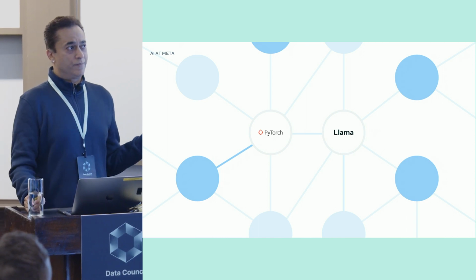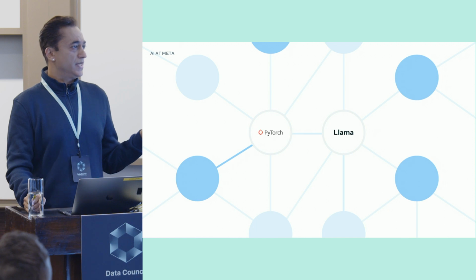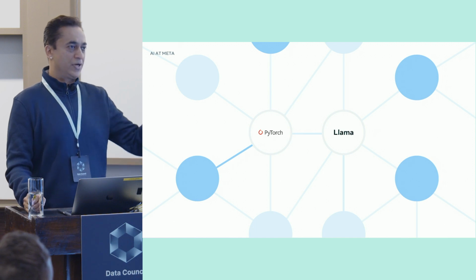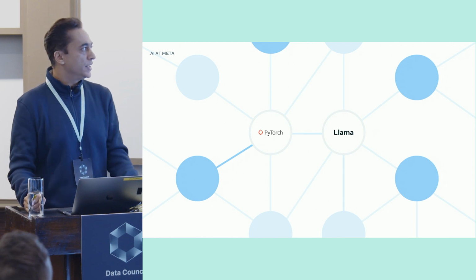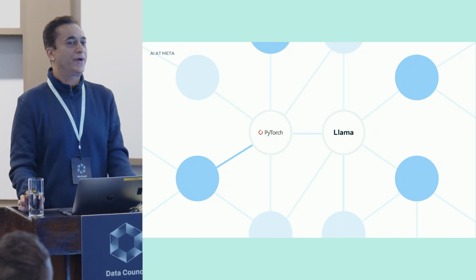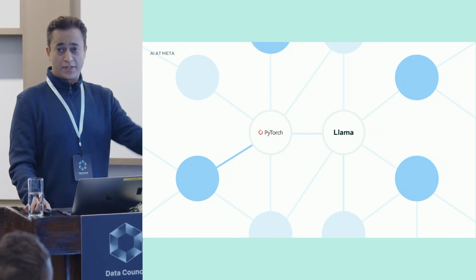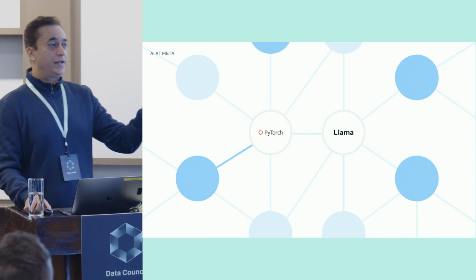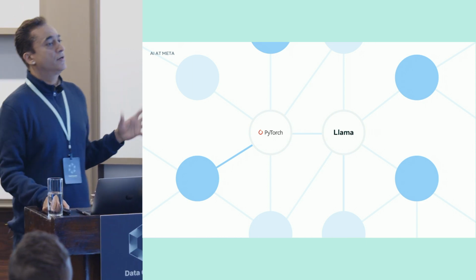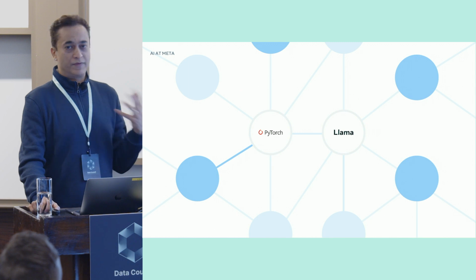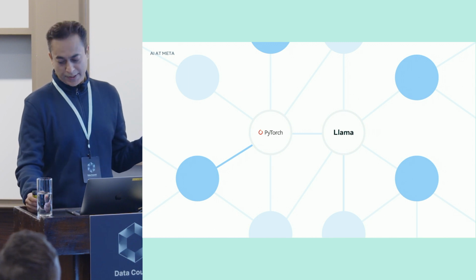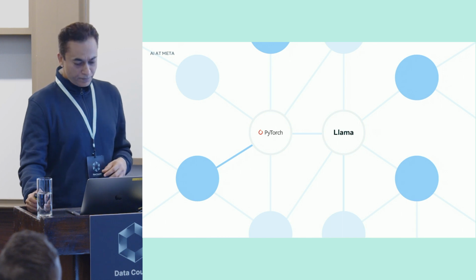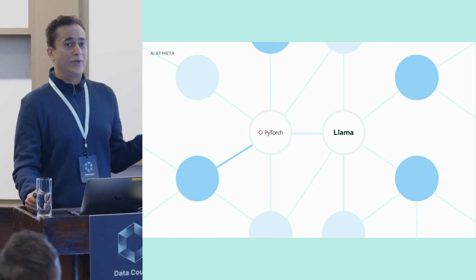PyTorch started in 2019. It was Caffe2. There was a transition from Caffe2 to PyTorch. And in 2019, it had a market share of about 20%. But it was competing against TensorFlow. Today, the market share of PyTorch is around 70 to 80%. Most of the foundational models are built using PyTorch across the board. And we want to do the same with Llama.